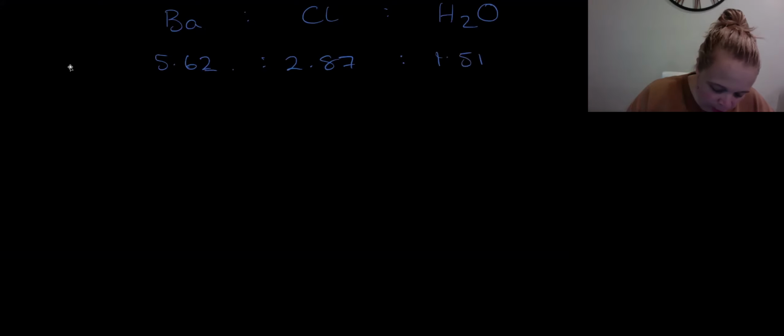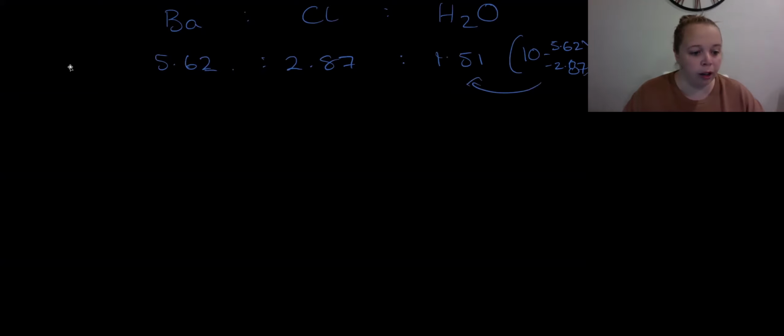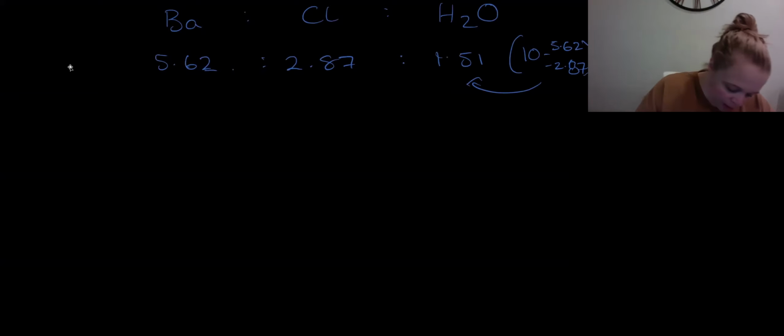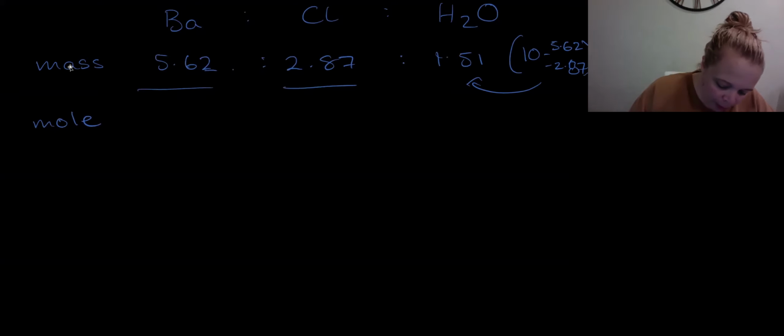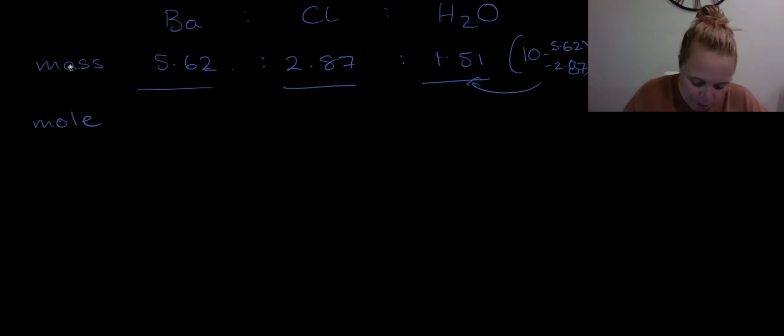So when you do this, that's 10 minus 5.62 and minus 2.87, and you end up with 1.51. That's how I've got that number there. So here are my 3 masses. The next part we need to do is the moles. How do we get to the moles? We've got to divide by the Mr of each one of these.